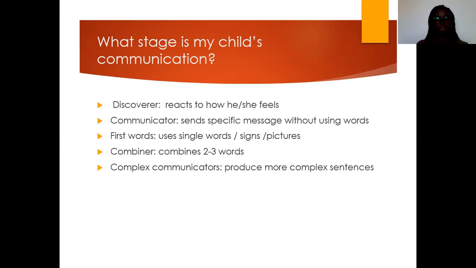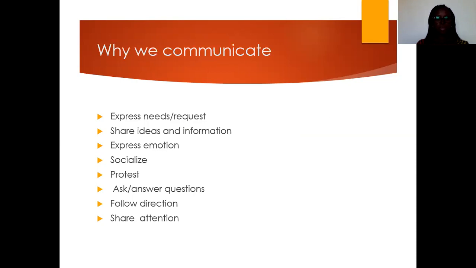Then we have the complex communicators who are able to form sentences and then talk more into details and topics. Why we communicate? We communicate for various reasons: to express our needs, to make a request, to share information, to share ideas, express our emotions, how we feel about something, to socialize, make new friends, to protest, to answer or ask questions.